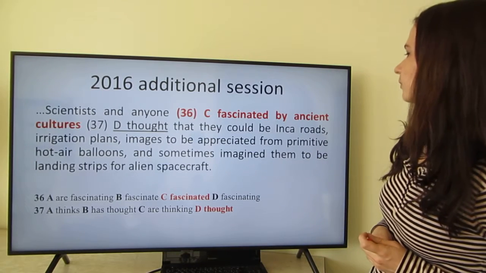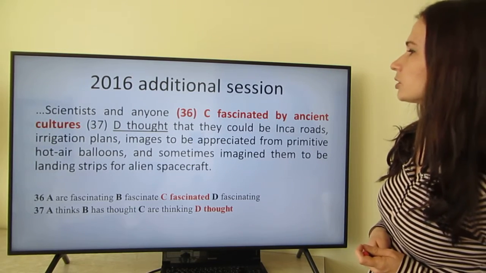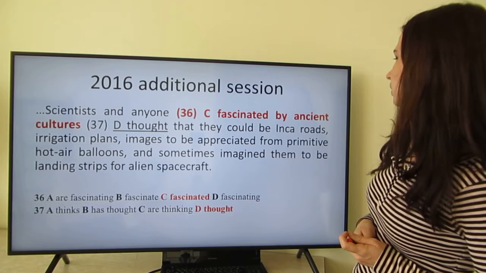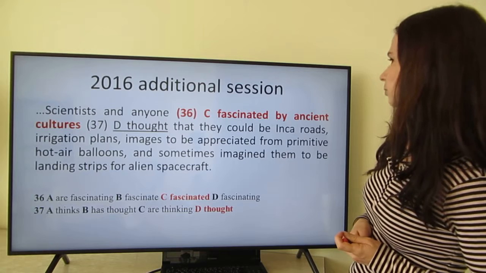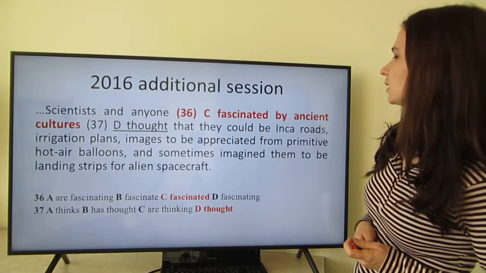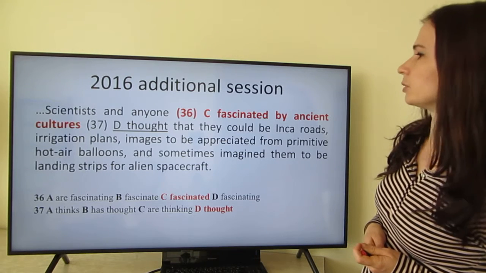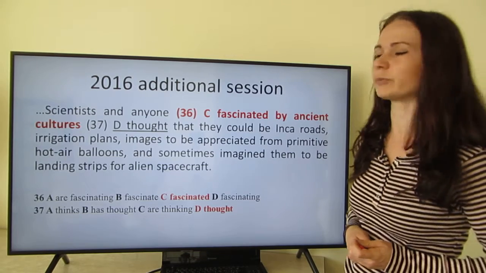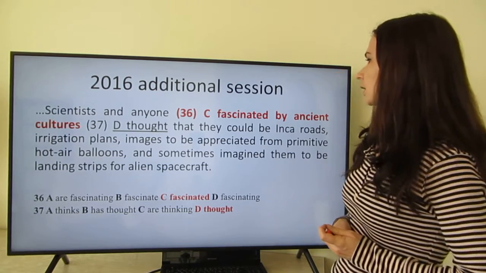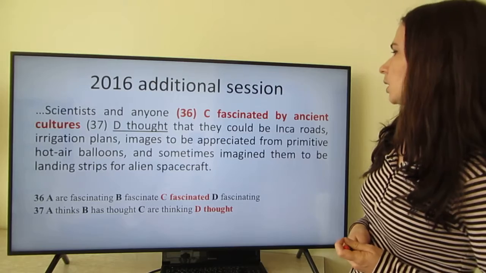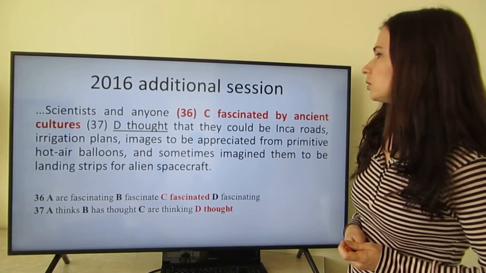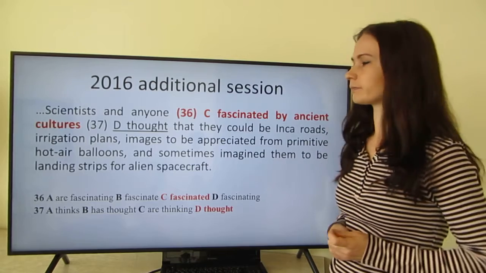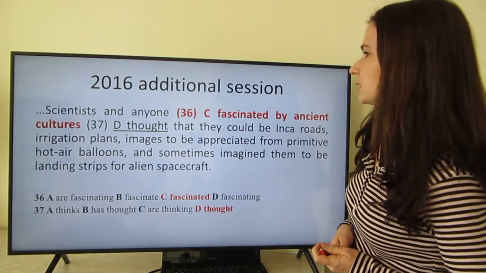Scientists and anyone fascinated by ancient cultures thought that they could be Inca roads, irrigation plants, images to be appreciated from primitive hot air balloons, and sometimes imagined them to be landing strips for alien spacecraft. Gap 36, it's participle clause. The action is passive. Let's check if it's passive.